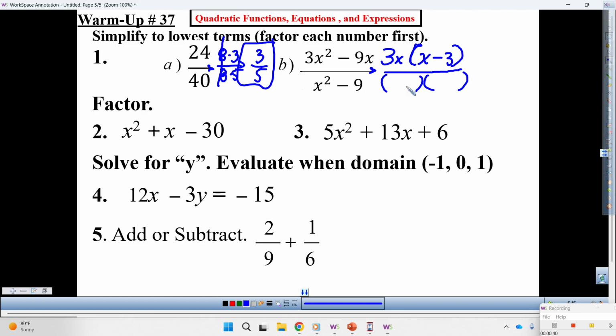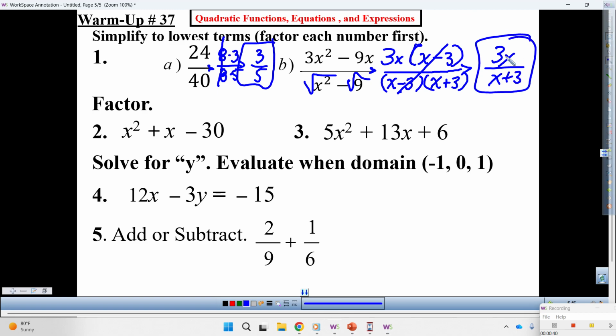X squared minus 9 becomes what? X minus 3 and X plus 3. So you do square root of that, that's X times X. Square root of that, that's 3 times 3. 1 negative, 1 positive. And our giant 1, everyone, X minus 3, that leaves us with 3X over X plus 3. And if you got that by yourself, all right.